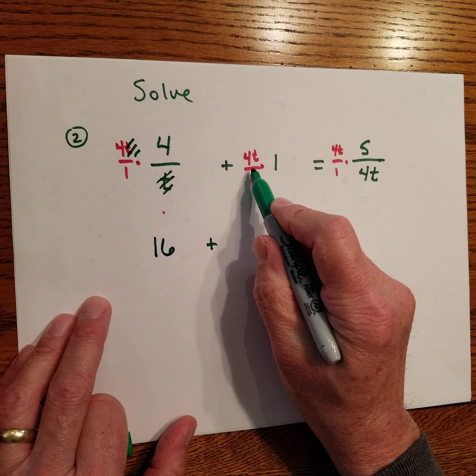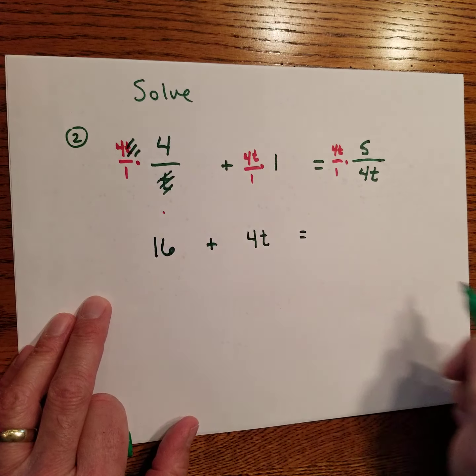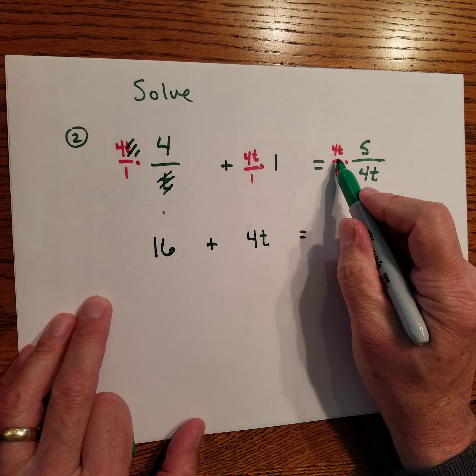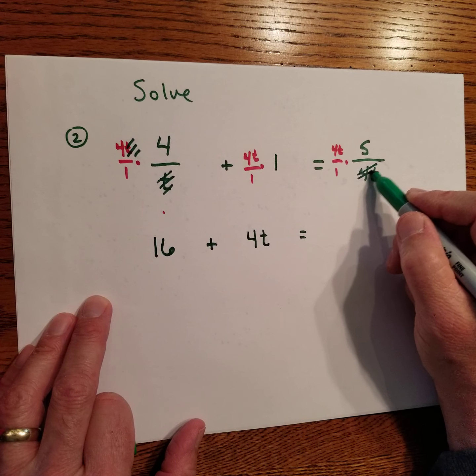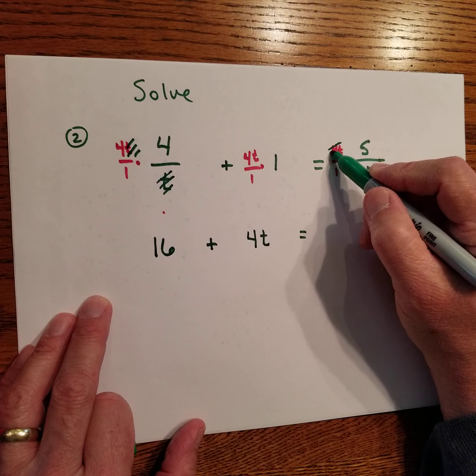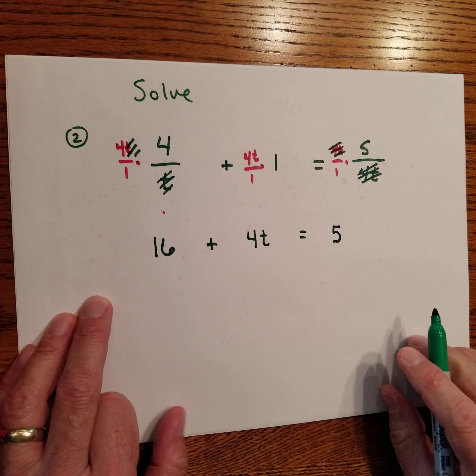This is just 4t times 1, which is 4t. Look how nicely this cancels. 4t in the bottom, 4t in the top. The 4t in the bottom perfectly cancels the 4t in the top, leaving just that 5.